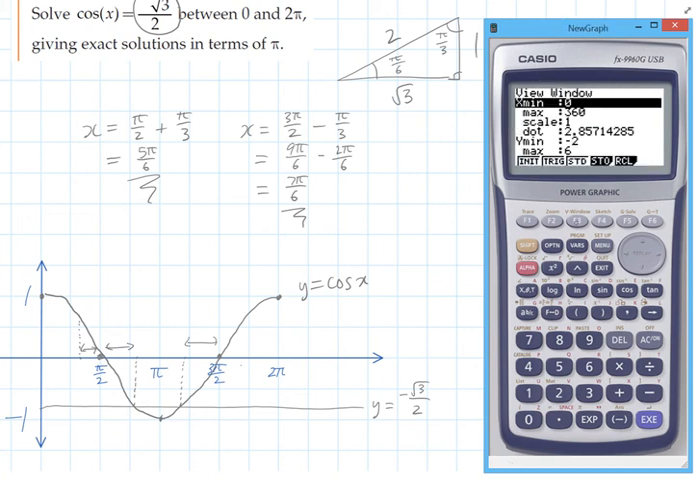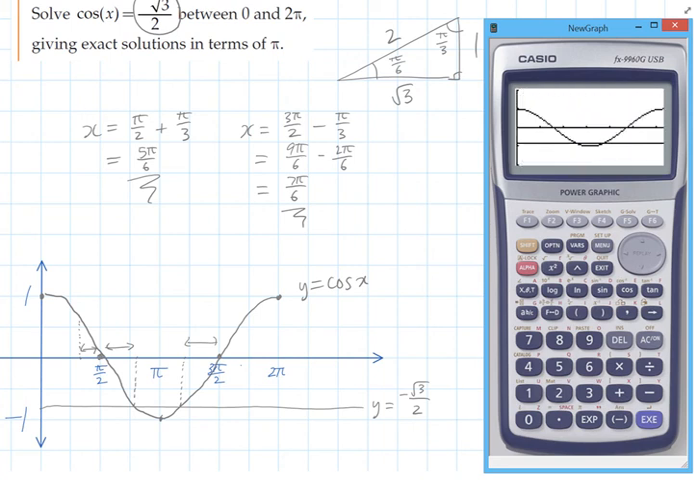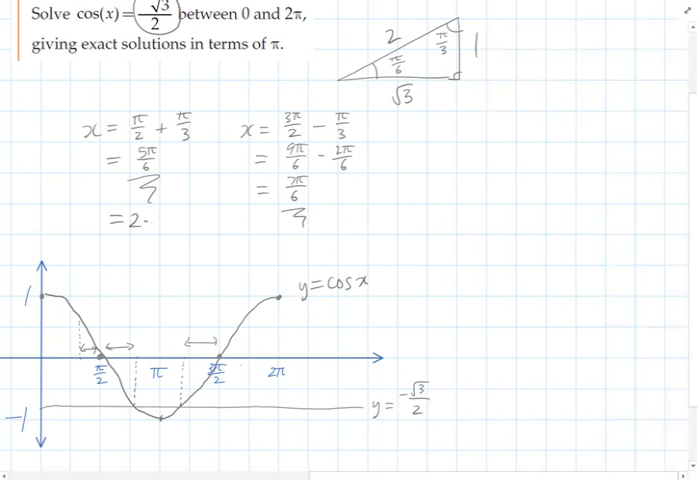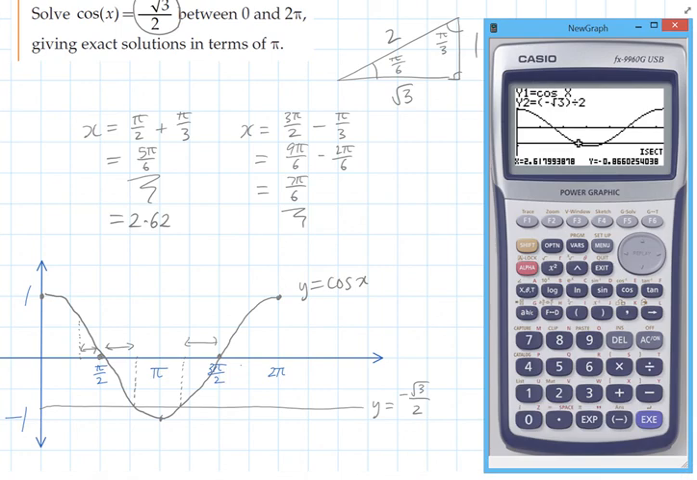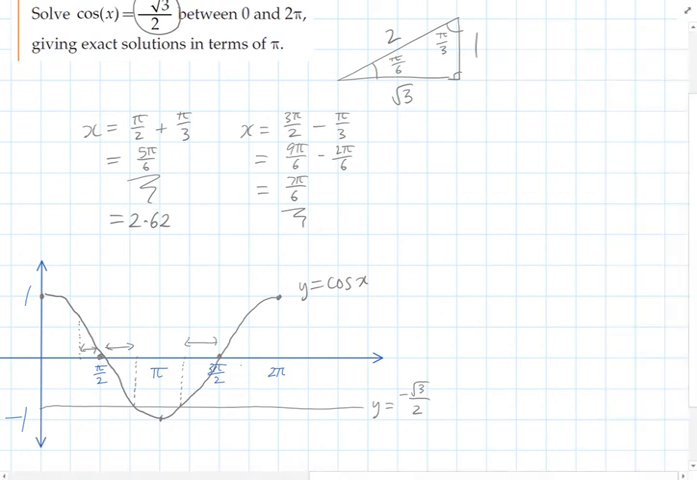And we'll have to change our viewing window. So our x max goes to 2 pi, and our y min max, -2 to +2, should do the trick. Okay, and there's our graph, and we can see our intercepts there, so we'll g-solve for our intercepts. Here's our first one, 2.62. So I'll just write that down and we'll check that in a minute, 2.62. And the other one is 3.67. So write that down as well, 3.67.